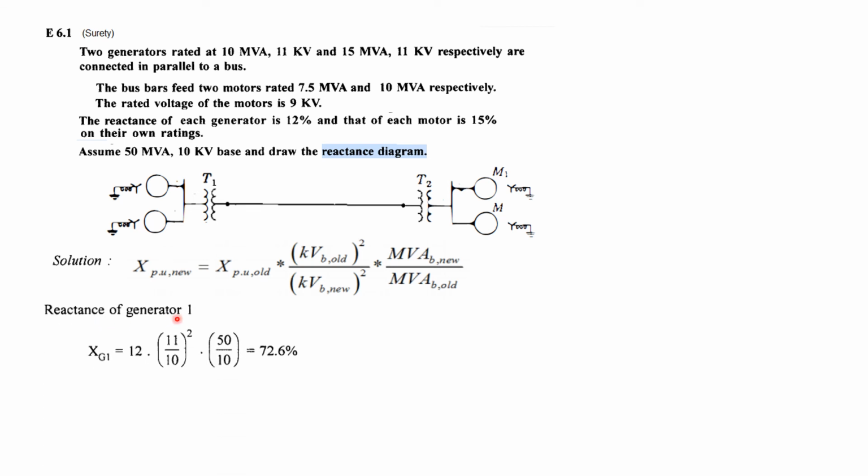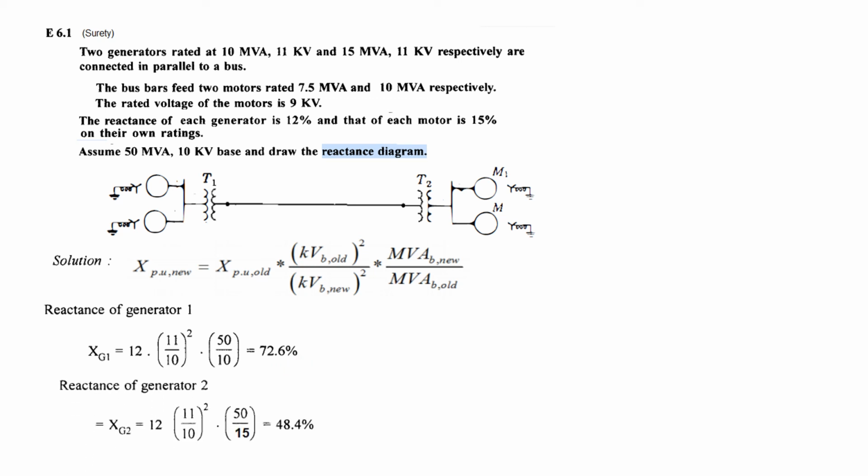First find the reactance of generator 1. So X new from X old. Now the reactance of each generator is 12%, so we are writing 12%, times kV old over kV new. Now kV is 11 here given and the base is 10 kV, so 11 over 10 whole square. And then MVA new and MVA old. Now MVA for the first generator is 10 MVA and the new is 50 MVA, so 50 divided by 10. So this is the reactance in percentage, 72.6%.